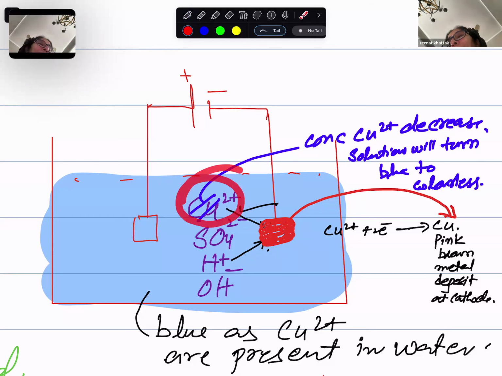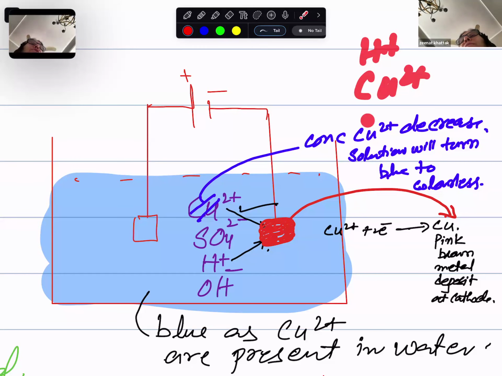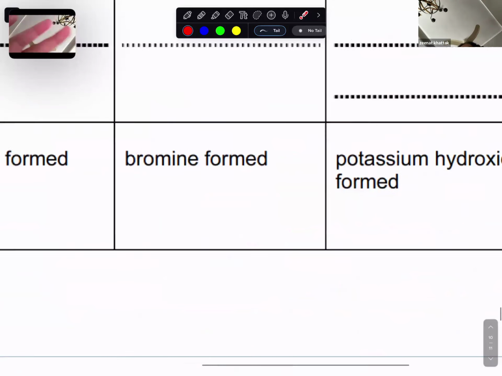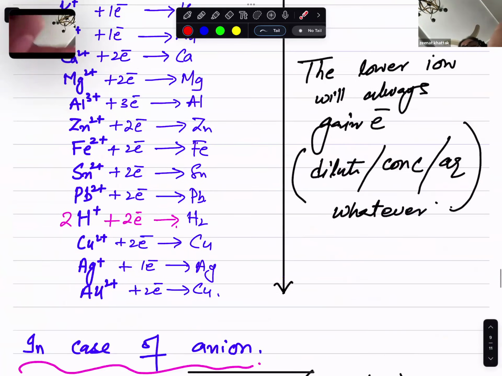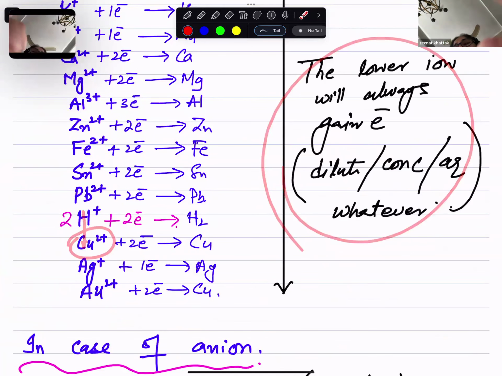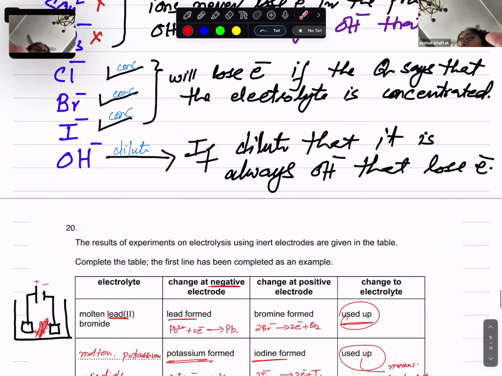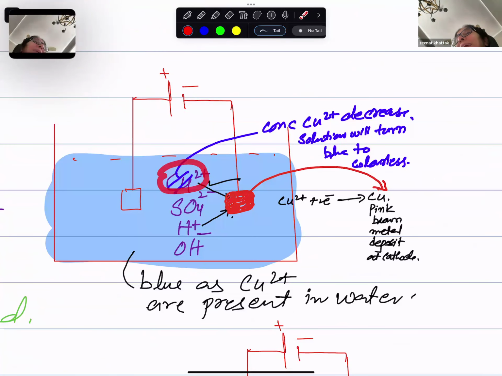Among copper and H plus, these are two cations, both will go to the cathode. But between the two, which one is more reactive? Copper. From where do you know this? The reactivity series. Copper is below hydrogen in the reactivity series. So which one is more reactive? Copper ions. So what will the copper ions do? The copper ions will gain electrons and deposit.